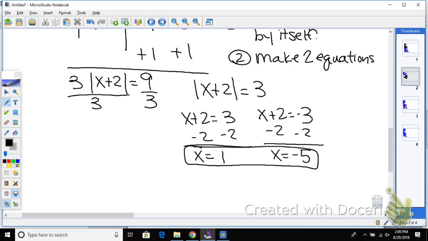So on the outside, like on the far left, on the outside of the absolute value, that's like the multiply or divide part? That's the part you would divide away. Okay. Yep. So you just have the absolute value part by itself.